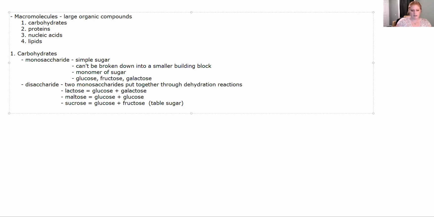Finally, we get to our most complex level of carbohydrate, and that's a polysaccharide. So we went from mono, one sugar, to disaccharides, two sugars, to polysaccharides, lots of sugars. Polysaccharides are usually made of endless strings of glucose. Not exactly endless, but pretty close. Long strings of glucose, all put on top of each other.